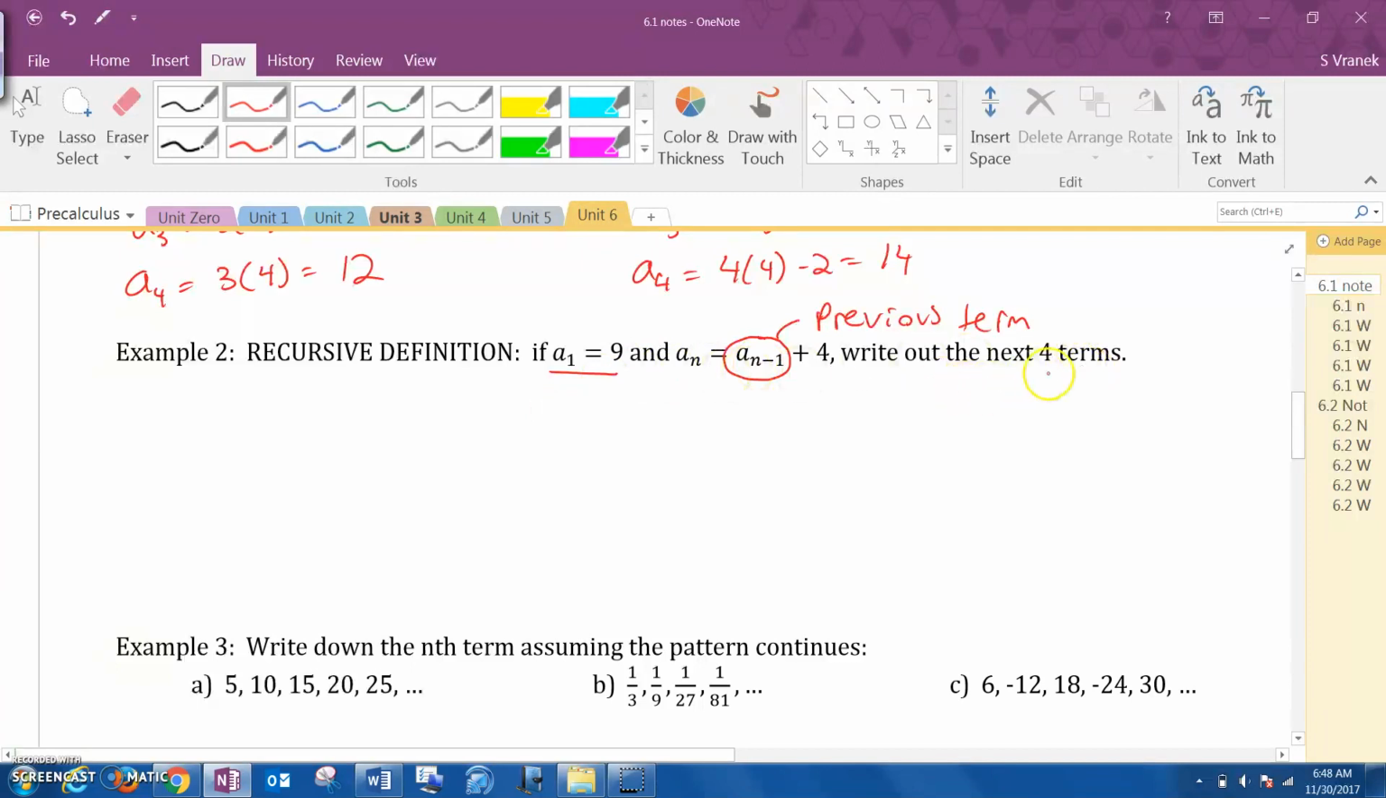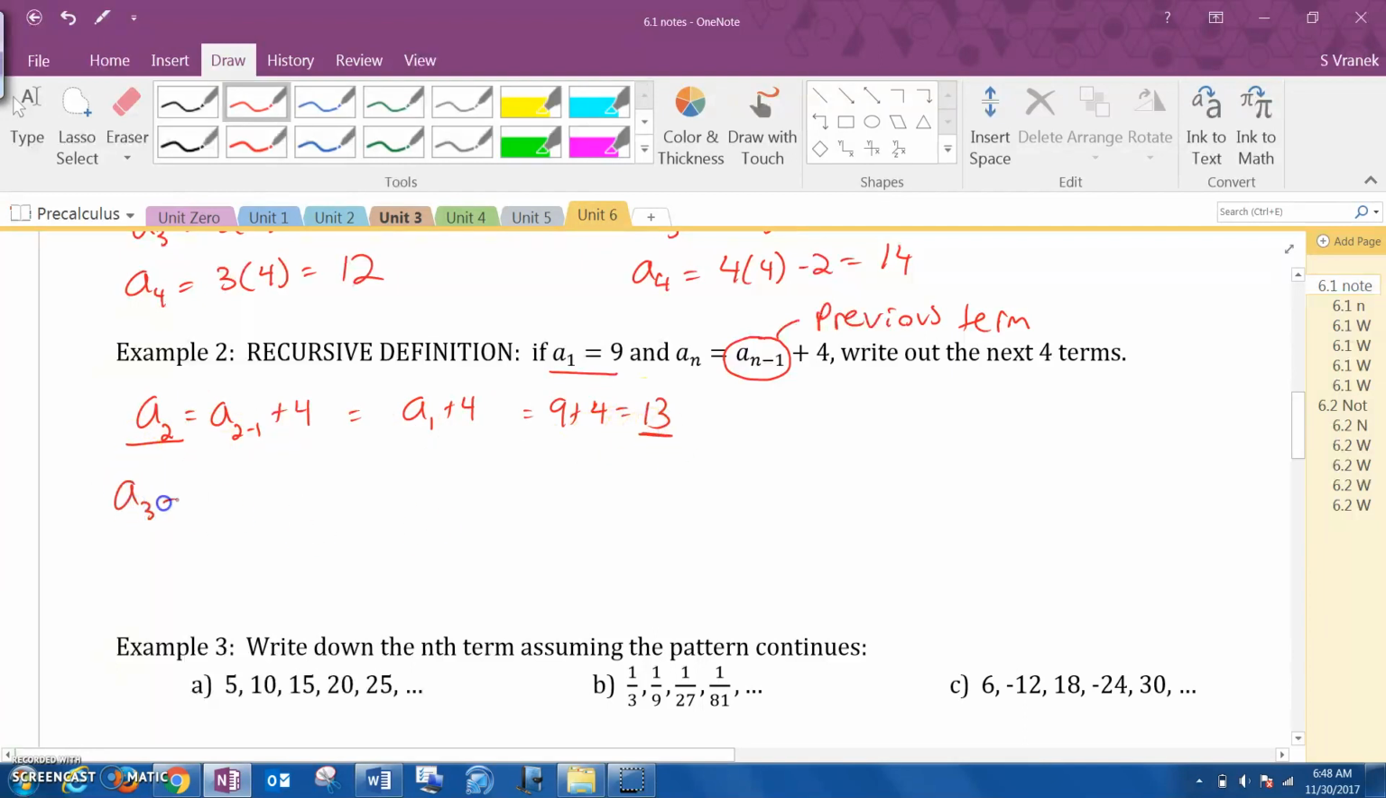So now let's write out the next 4 terms. So I want to find A sub 2. Well, A sub 2 is equal to A sub 2 minus 1, which is A sub 1, plus 4. So that's equal to A sub 1 plus 4. Well, we know A sub 1 is 9, so we get 9 plus 4 is 13. So that means A sub 2 is 13.